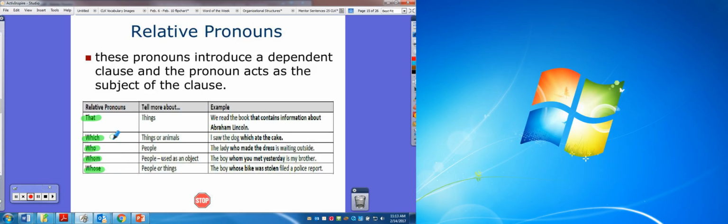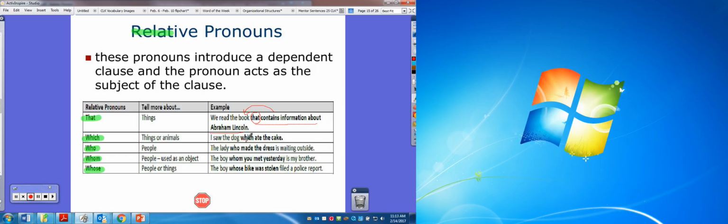Again, these start a dependent clause, and they're called relative pronouns because they relate to a word or a noun in the independent clause. Here's your example. We read the book that contains information about Abraham Lincoln. Well, obviously, there is our relative pronoun. It is starting the dependent clause that contains information about Abraham Lincoln. Well, what is this whole clause telling more about? The pronoun we or the noun book? If you said book, you are correct.